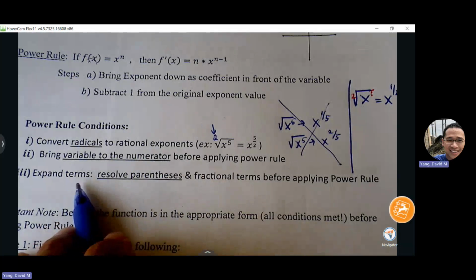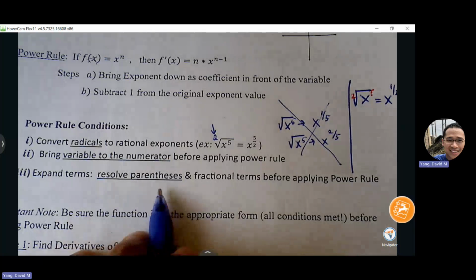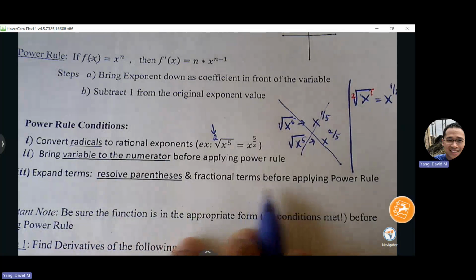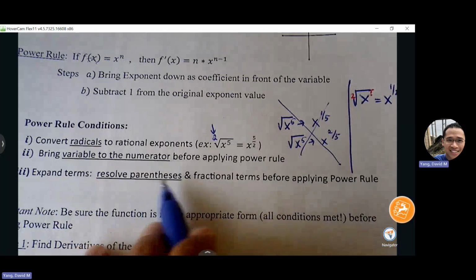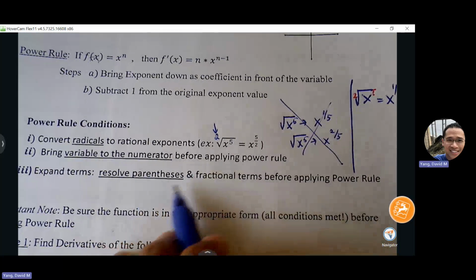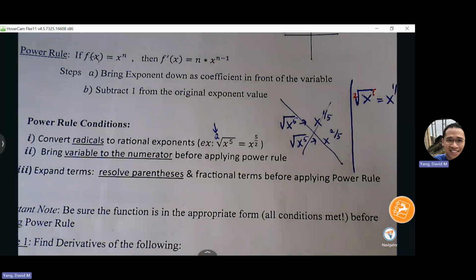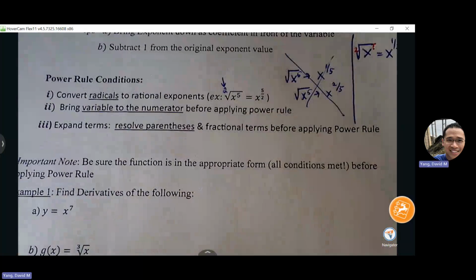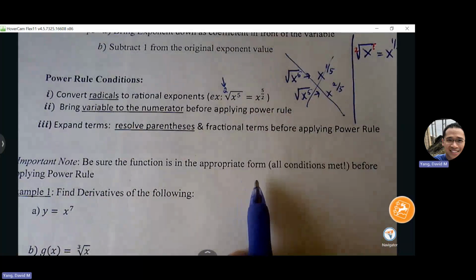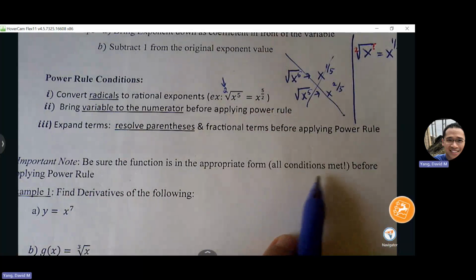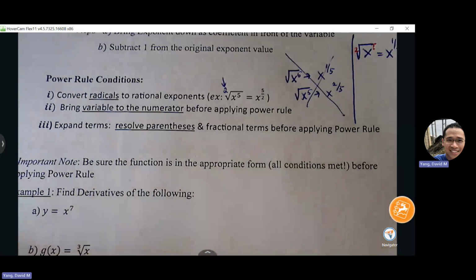And the third is expand your terms. Resolve your parentheses and your fractional terms before applying power rule. If you don't do this, then you run the risk of getting the derivative incorrect. Okay, so make sure you resolve parentheses. An important note, be sure that the function is in appropriate form. Make sure all conditions are met before you apply your power rule.